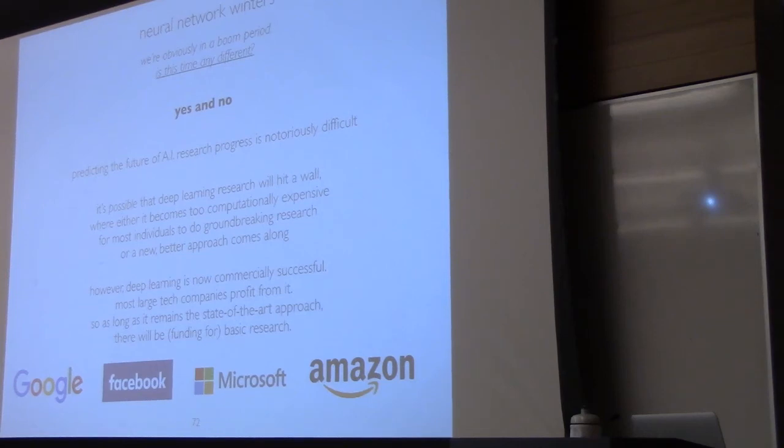So is this time any different? Sort of yes, sort of. It's obviously impossible to say what's going to happen in the future. One thing that is for certain, though, is that these neural networks are finally commercially viable. All these major corporations are using deep learning and making money by using it. So it seems at least that no matter what happens, these corporations are going to be pouring money into it. There's going to be a need for this research. Academia is going to be there. So it seems like it's here to stay.